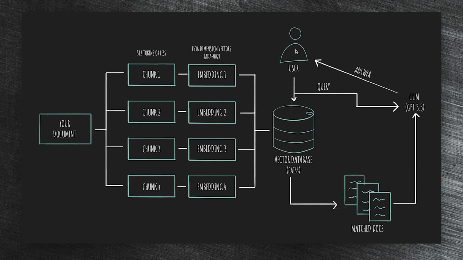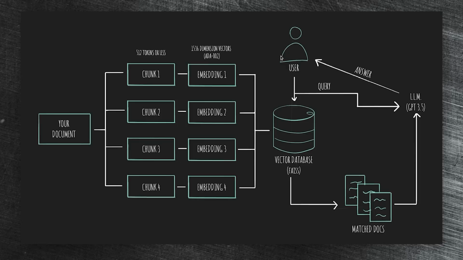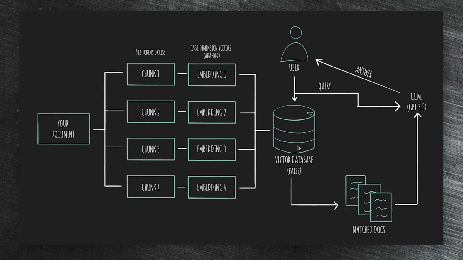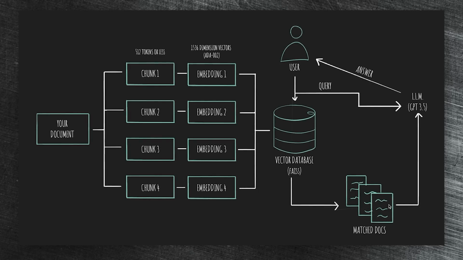Then the final step is to allow users to actually query the database. So we do this by taking in the user's query. We put it through the exact same embedding model that we do over here. And then you query the database based on the embeddings of the user's query. So we get back a number of documents that are most similar to what the user is speaking about.